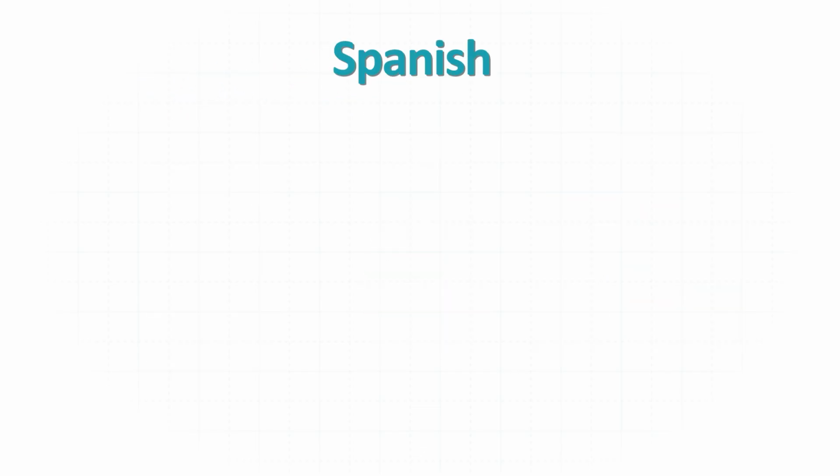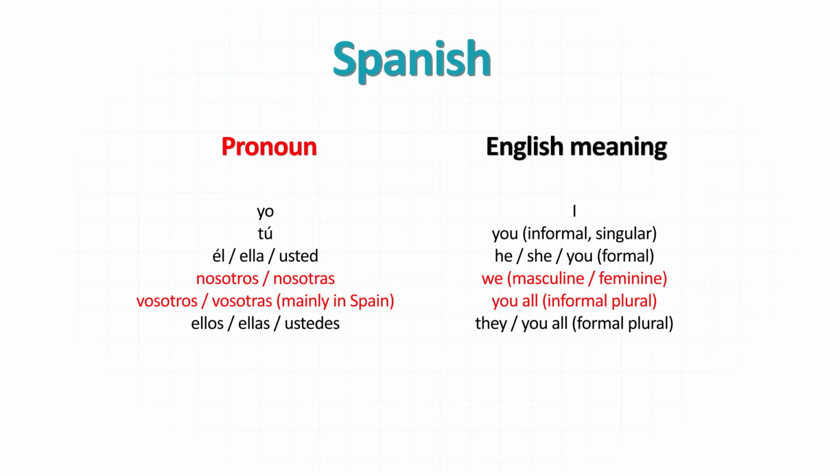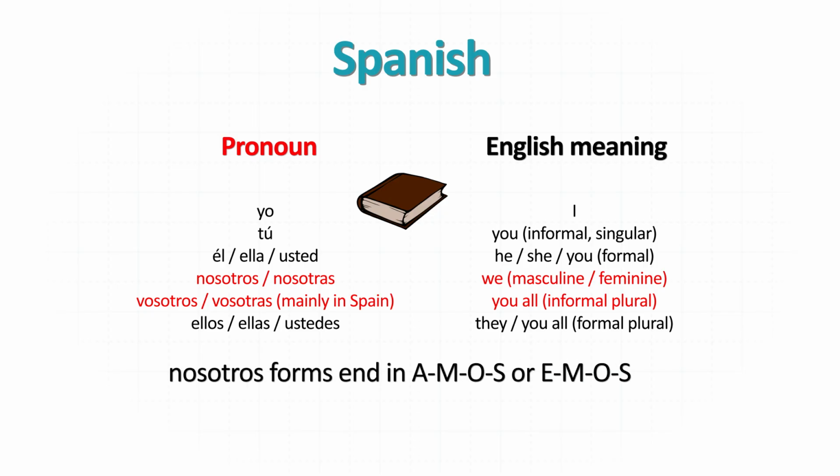One more thing worth knowing. Spanish has 6 different pronoun forms, but in everyday conversation, 2 of them are rarely used. Nosotros means we, and vosotros means you all, used in Spain. You'll see these in textbooks and verb charts, and their endings are distinct. Nosotros forms end in amos. Vosotros forms end in áis. But the same principle applies. If the verb ending makes it clear, the pronoun is optional.